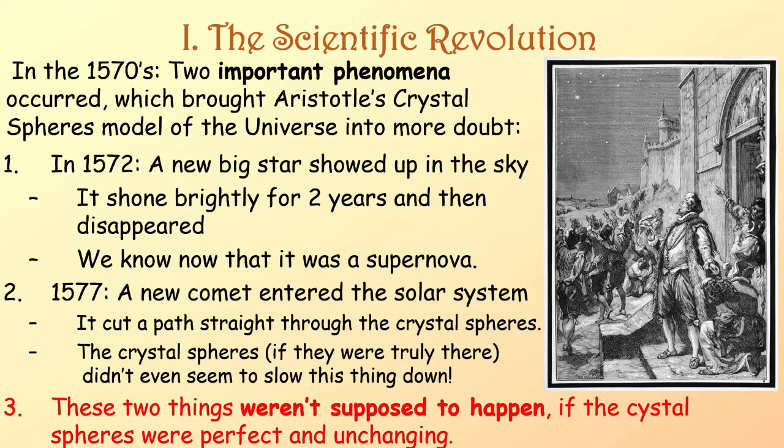And then in 1577, a new comet appeared in the solar system, and that comet appeared to cut a path straight through the crystal spheres, if they're up there. The crystal spheres, if they're truly up there, didn't even seem to slow this thing down. These two things, this new star and this new comet, weren't supposed to happen if the crystal spheres up there were perfect and unchanging.